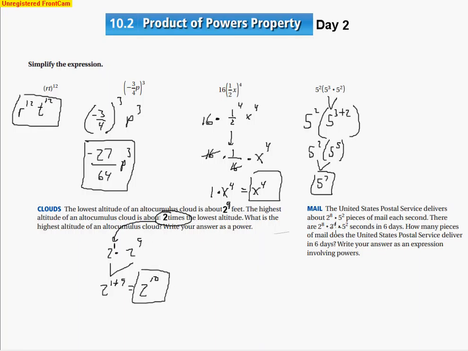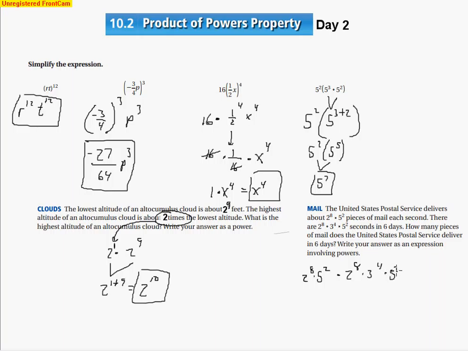So on this one, it says that the United States Postal Service delivers about this many pieces of mail each second. So 2 to the 8th times 5 to the second. And it says there are this many seconds in 6 days. How many pieces of mail does the postal delivery system mail in 6 days? So we're going to multiply the amount it mails each second by the number of seconds there are in 6 days. So 2 to the 8th times 3 to the 4th times 5 to the second.